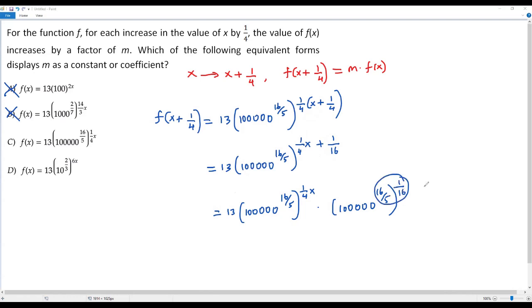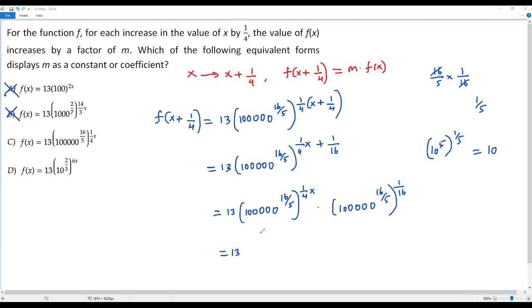Here we can multiply these two exponents. Let me do it. 16 over 5 times 1 over 16. The 16 will cancel. I'm getting 1/5. So here we get the exponent 1/5 for this 100,000. And 100,000 can be written as 10 to the 5th power, so it has to be raised to the power of 1/5. So the simplification of this one is 10. That is the value of this one is 10.